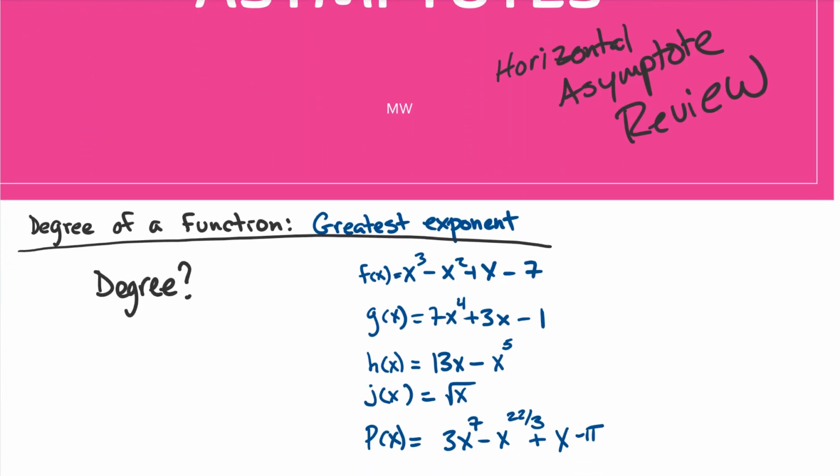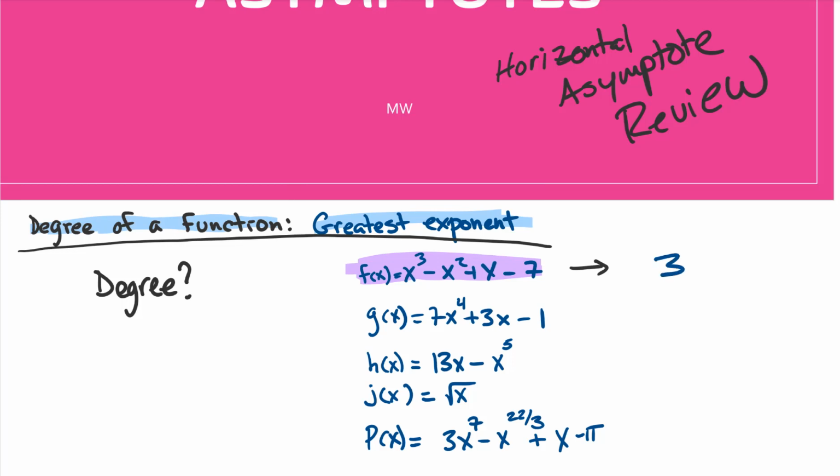Review: degree of a function. What's that mean? We've got to make sure we're all speaking the same language here. The degree of a function is just the greatest exponent, whatever that number might be. This is all algebra review. So we look at our first one and ask, what is the degree of f? You just look through the exponents and find the biggest number, and it's 3. It's degree 3.